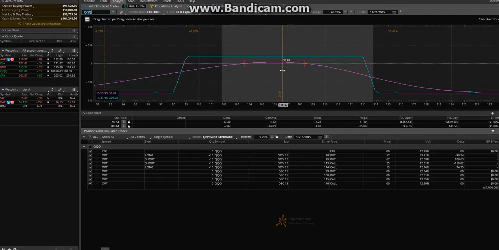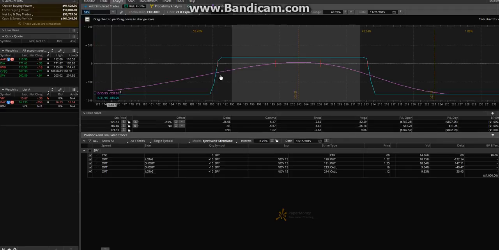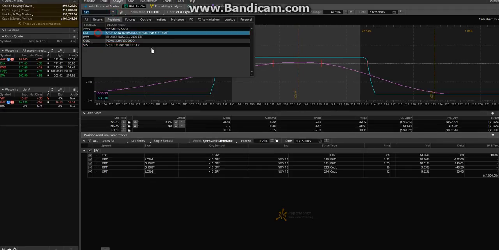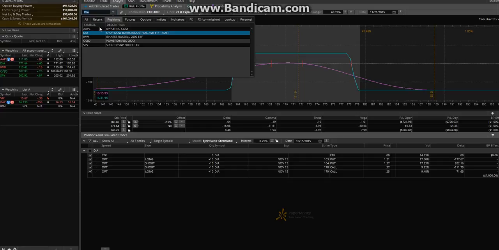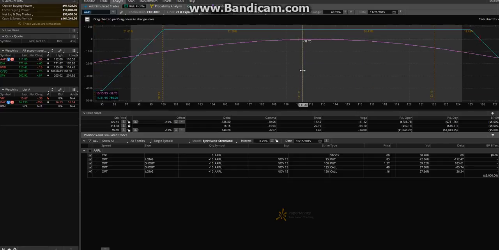It's starting to show profit. Right here is $36 profit, and this has only been 4 days. Here's SPY showing profit, $31. Diamonds is showing a little bit, about $8 profit. Apple, I put this on yesterday, so it's not showing me any profit yet. It's showing me a negative 36 right now. And I just put it on yesterday, so it has time to go.